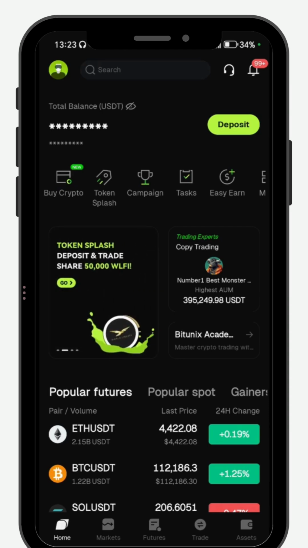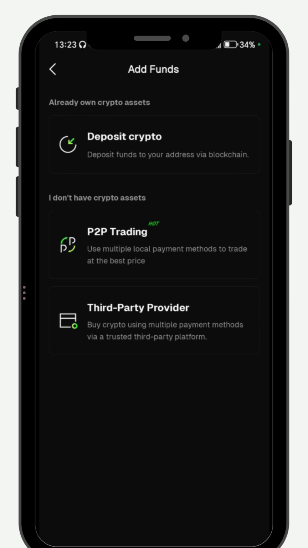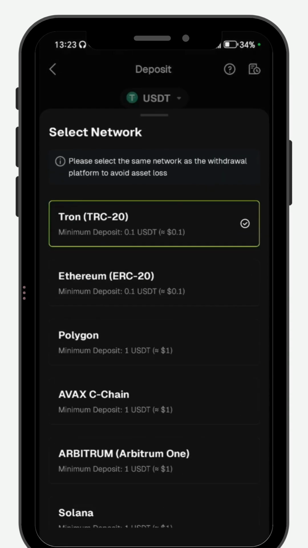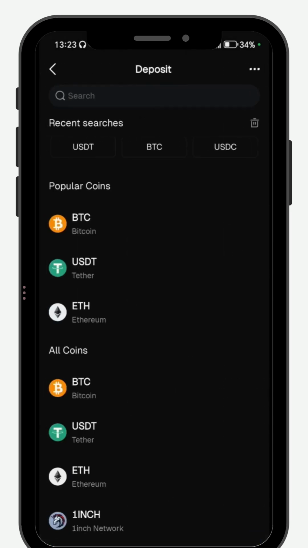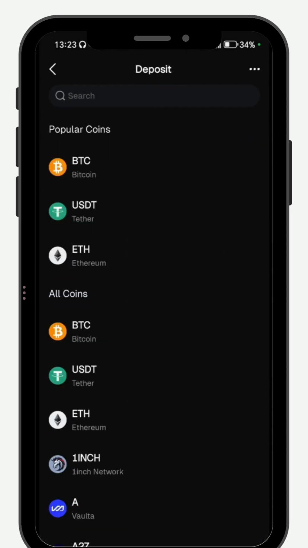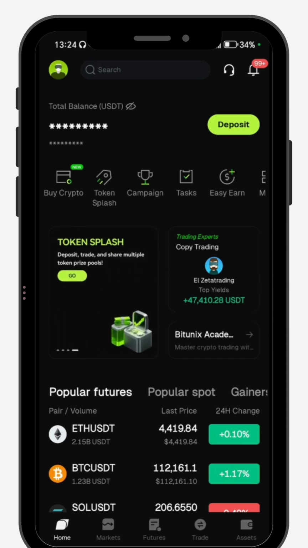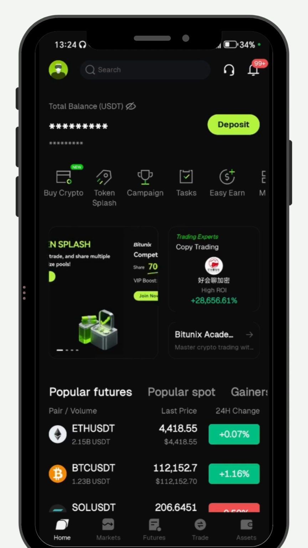The first thing I think that you can do if you come here is just click on deposit. If you want to get crypto, deposit cryptocurrency. You can either deposit USDT if you have crypto in other accounts, or you can go straight away to other services that they offer here. For example, you can look at P2P trading, as I mentioned, or a third-party provider. Usually people just go to deposit crypto.